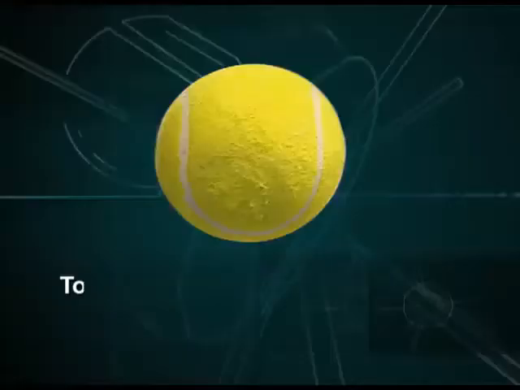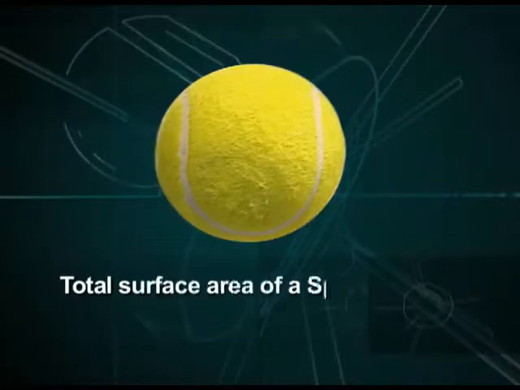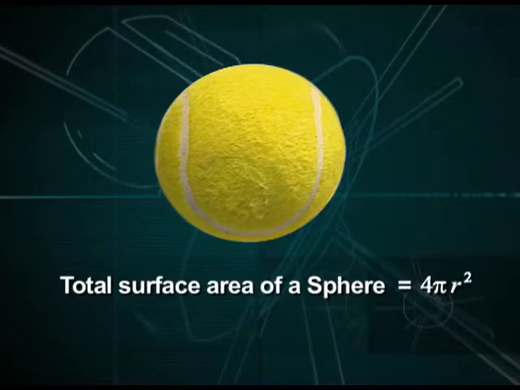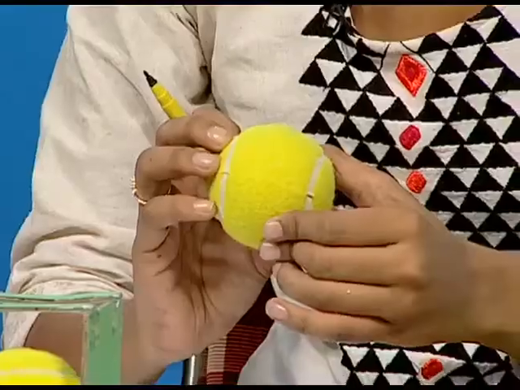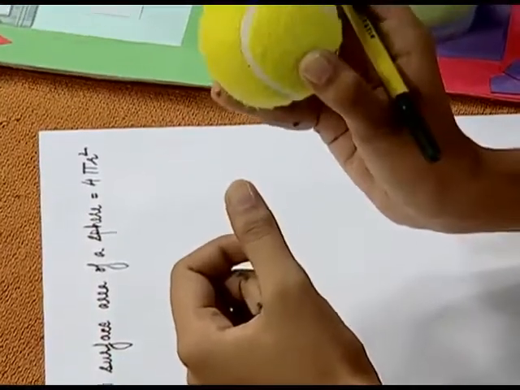We know that the total surface area of a sphere is 4 pi r square. Let us begin the activity. A ball representing a spherical object. Can you find the radius of this ball?